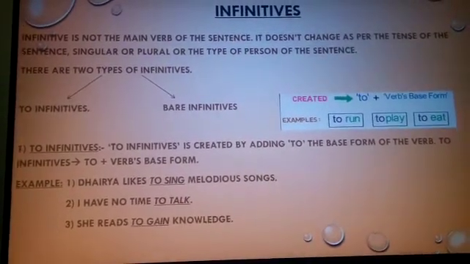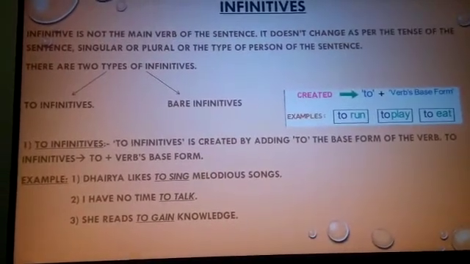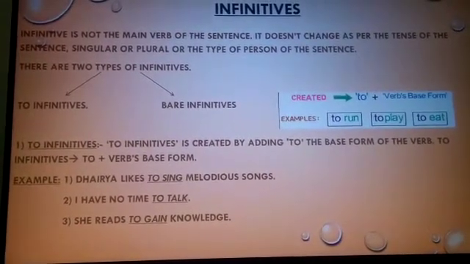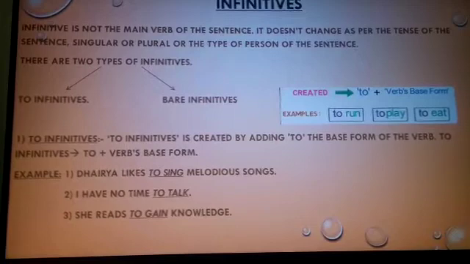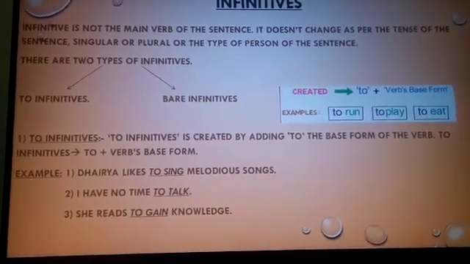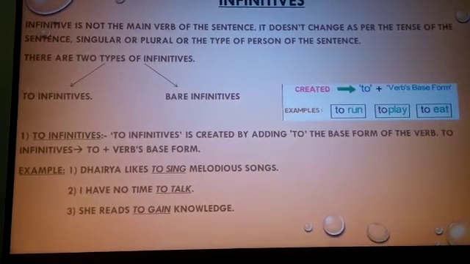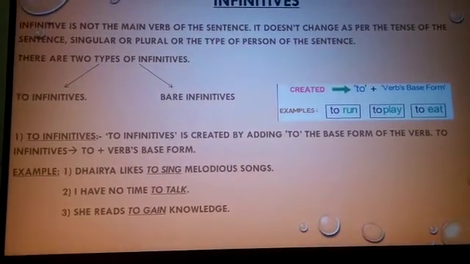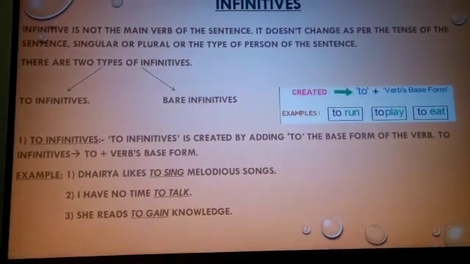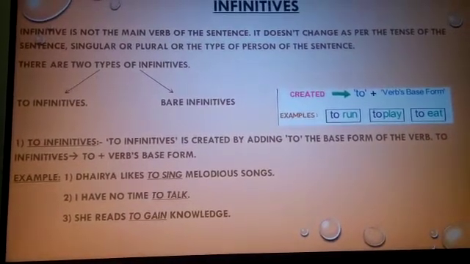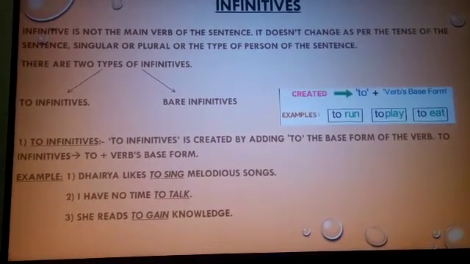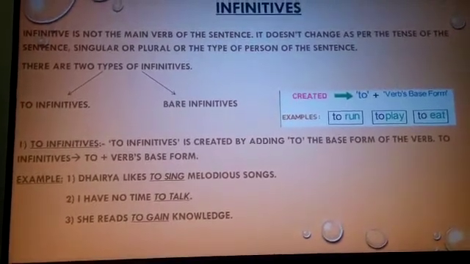Next, she reads to gain knowledge. Here we can see that she is a subject, whereas to gain is describing the verb read. So to gain is an infinitive. It is in the to plus V1 form of the verb. So to gain is a to infinitive.